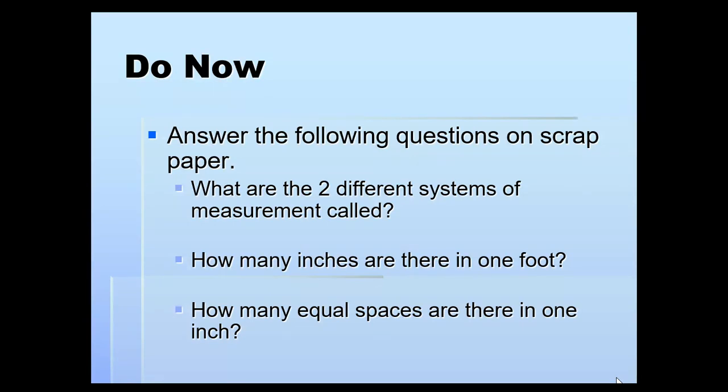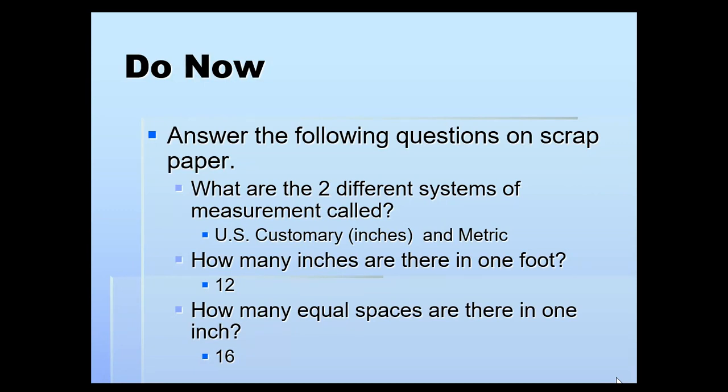All right, so when we talk about the two different measuring systems, we have the US customary system, which can also be called the standard system or the English system of measure, and the metric system of measure. How many inches are there in 1 foot? There are 12 inches in 1 foot. All of those inches are an equal distance apart, making each foot an equal distance apart as well. How many equal spaces are there in an inch? There are 16 equal spaces in an inch on the rulers we'll be using.